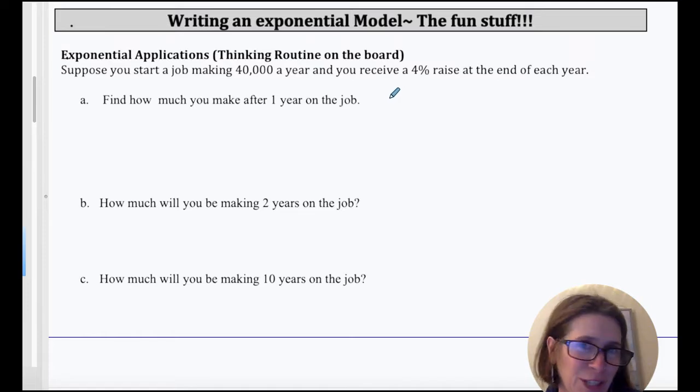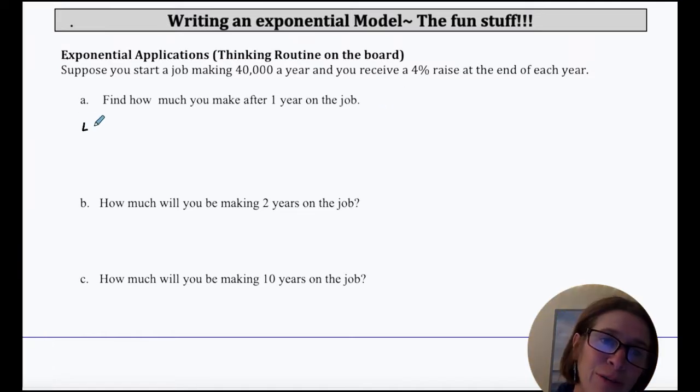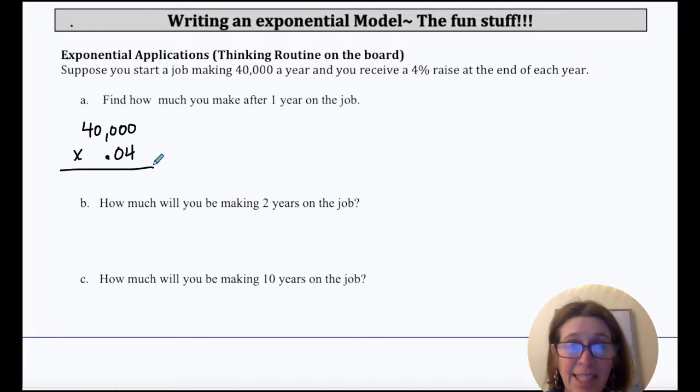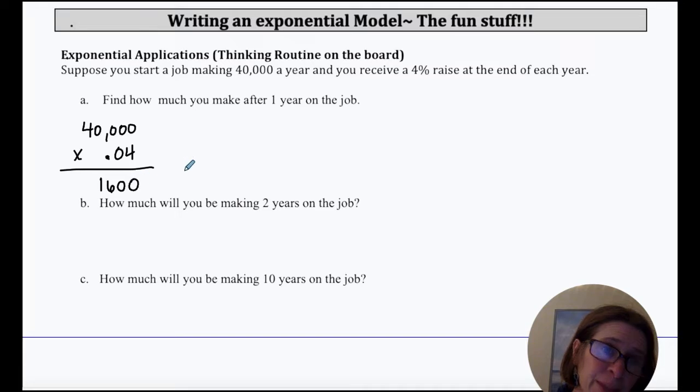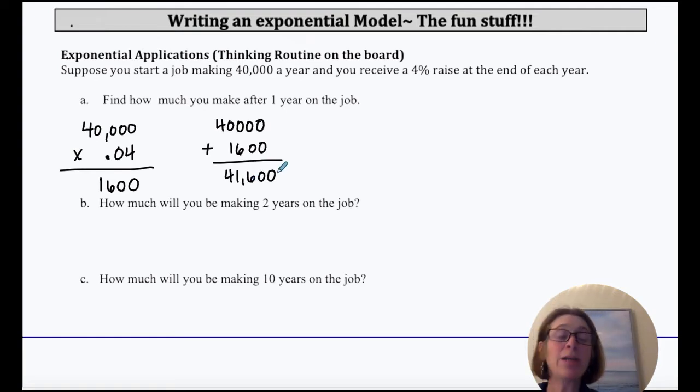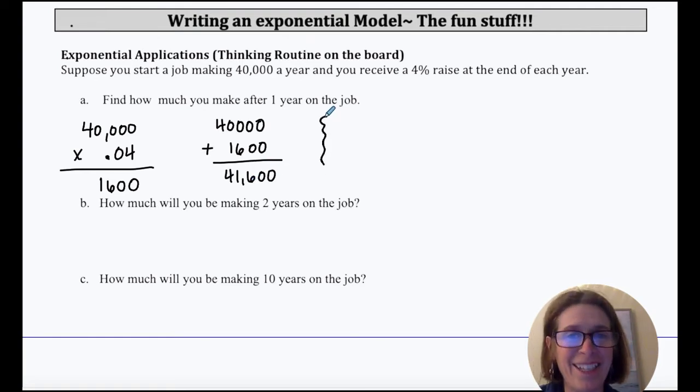Well, there's a number of approaches that you could do there. You could do 40,000 and you could multiply it by 0.04, which is 4% as a decimal. So I'm going to do that. So 40,000 times 0.04, and that gives me 1,600. And then you could take the 40,000 and add the 1,600 to it, giving you 41,600. Okay, that's one way.